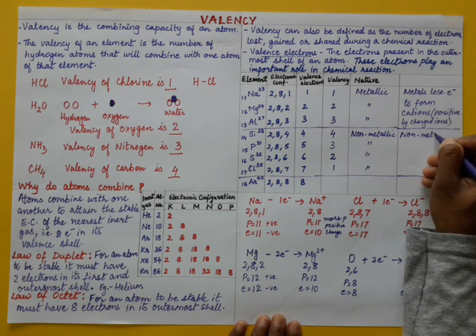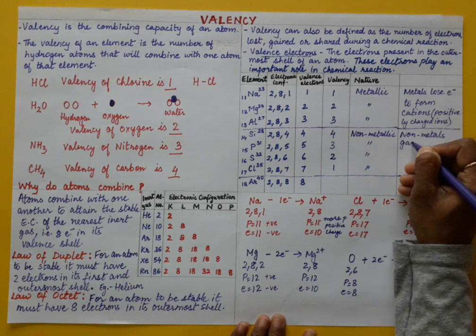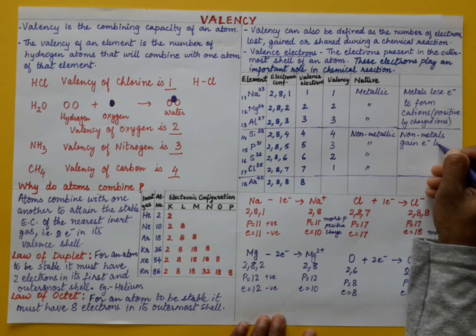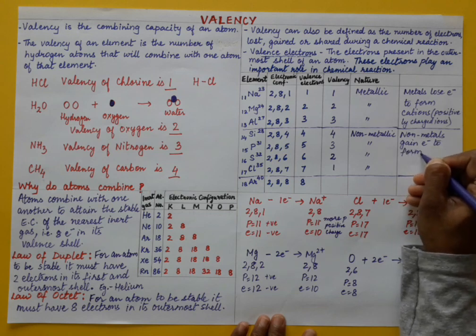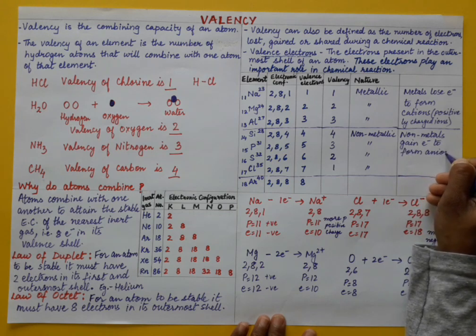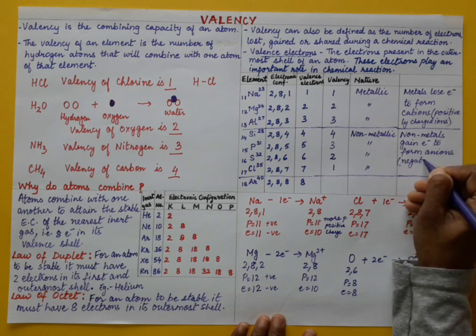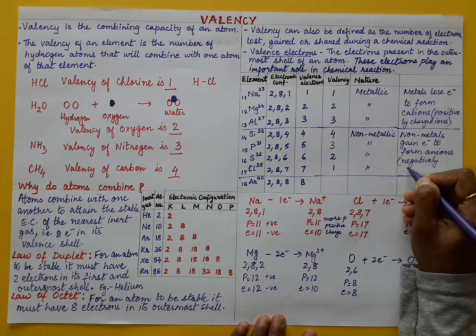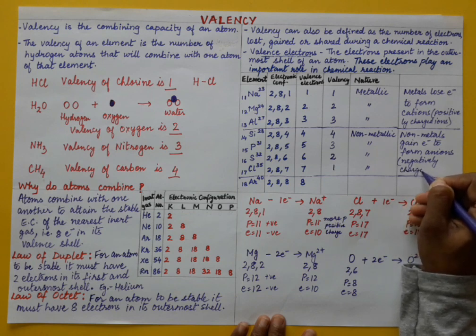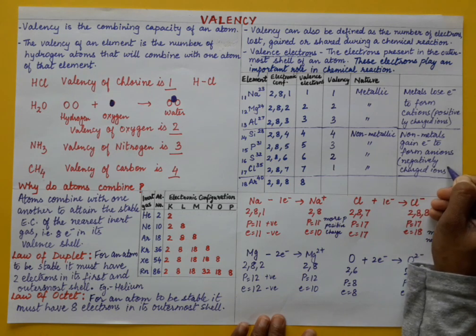Okay, non-metallic, right? And always non-metals gain electrons to form an ion, and these anions are negatively charged particles. Negatively charged ions are known as anions, right?